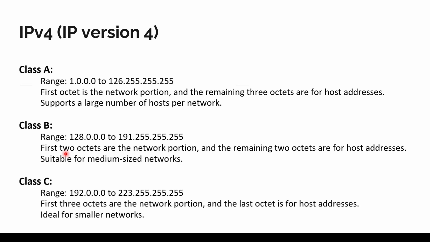Also, we have the class C IP, and the range is from 192 to 223.255.255.255. In this particular class, the first 3 octets are reserved for the network portion. That is the network mask, the mask bits. And then the last octet is reserved for the host addresses and is very ideal for smaller networks.